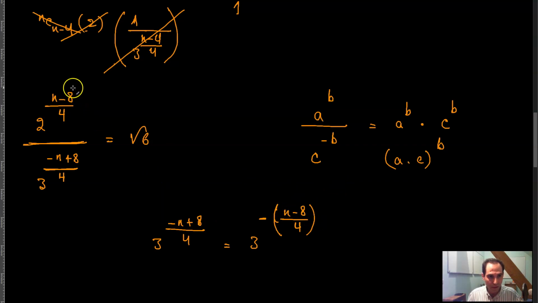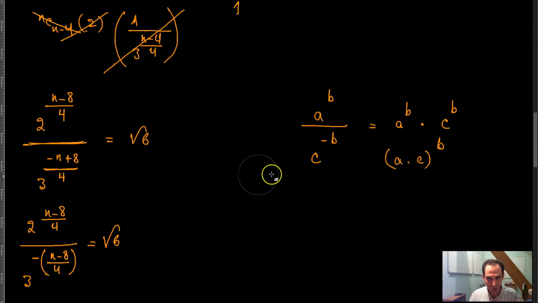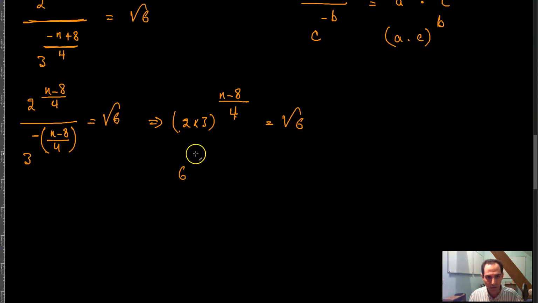So which means that if I take (n minus 8) divided by 4 as b, I write this as 2 raised to the power (n minus 8) divided by 4, and write this as 3 raised to the power negative of (n minus 8) divided by 4, right? If this is equal to the square root of 6, and I take this power as b, I have a raised to the power b divided by c raised to the power negative b, which is the same thing as we showed here, equal to a times c raised to the power b. So that means that this is (2 times 3) whole raised to the power (n minus 8) divided by 4, and that is equal to the square root of 6. That is the same thing as 6 raised to the power (n minus 8) divided by 4 is equal to the square root of 6.